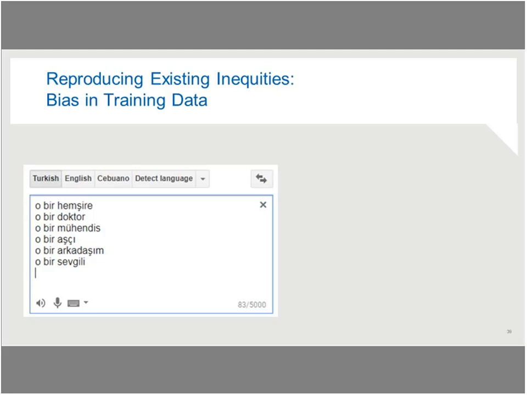So this is a different kind of problem. And I want to talk a little bit about how biased training data can lead to different types of biases and inequities. So Turkish is a really interesting language for many reasons, but one of them is that they do not have gendered pronouns, he and she. Everybody is just O. And so what we've got here is a bunch of sentences in Turkish that were typed into Google Translate. Can we go to the next slide?